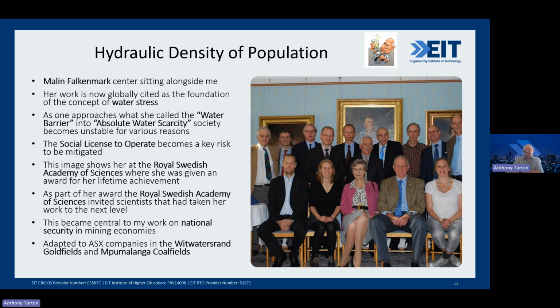Society becomes unstable for a variety of reasons. And of course, we don't want unstable societies, because that creates a whole lot of other second order problems, and we want to avoid that. One of those is the social license to operate.